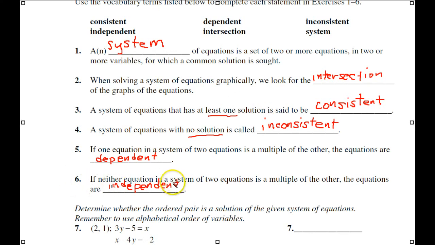If neither equation in the system of two equations is a multiple of the other, the equations are said to be independent. So, applying these words to different situations, that's your challenge. All right, let's go on.